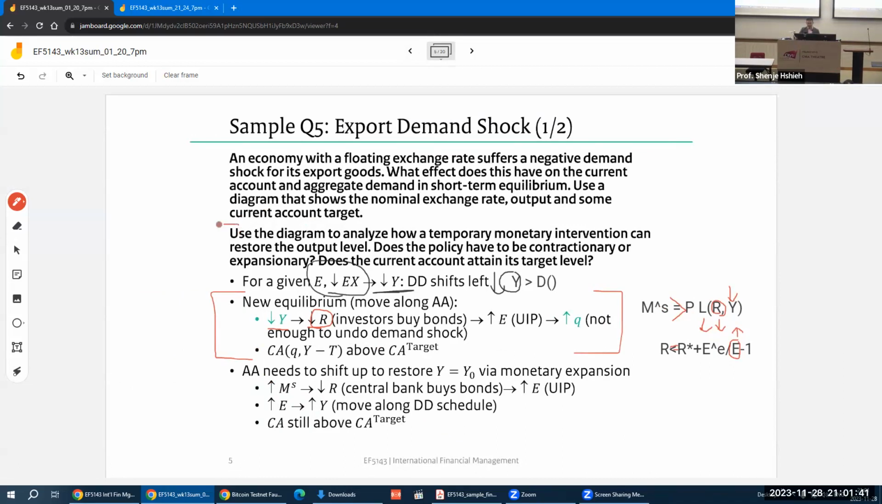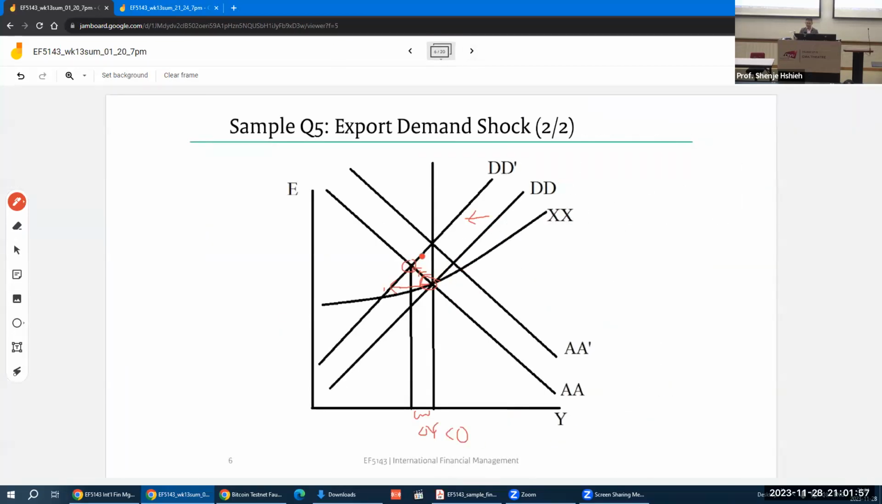All right, the second part of the question asks you to implement a policy that allows us to restore the output, and they suggest using temporary monetary intervention. As you will see, it should be expansion, right? It should be obvious because we need to move AA in a direction that restores the change in output, right? So A should increase, should move upwards.